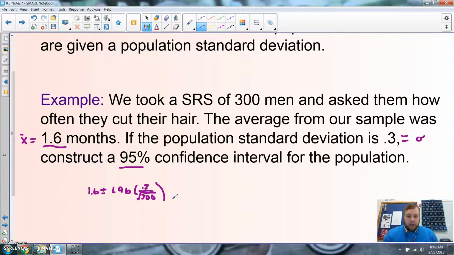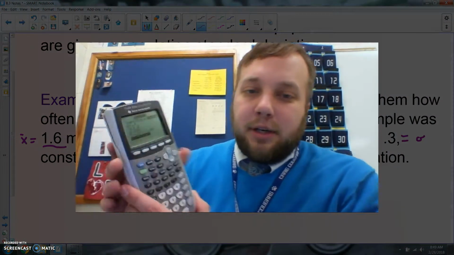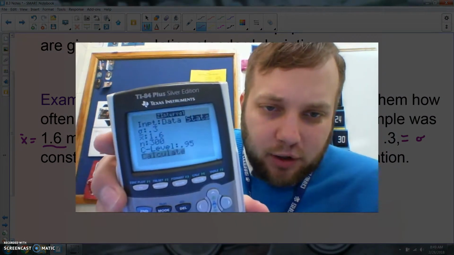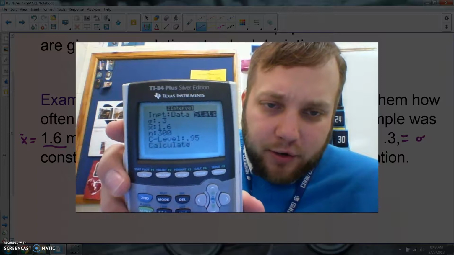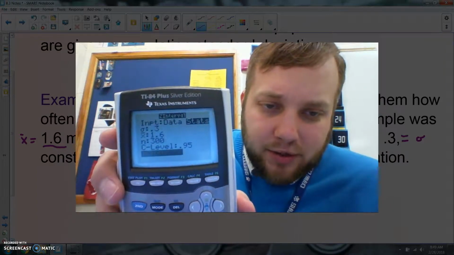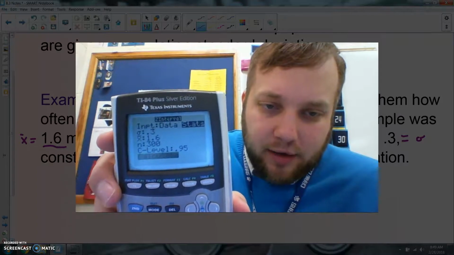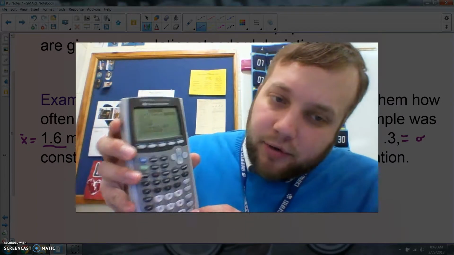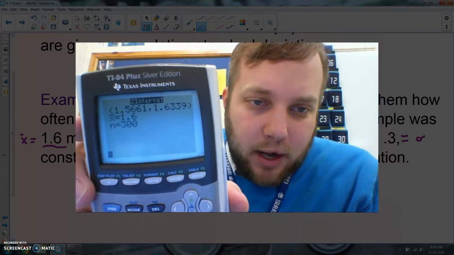And if I do that in my calculator, I'll get my interval. I'll be right back. All right, so I've just typed it in my calculator. That is what it should look like. This is under Z interval. It should be standard deviation 0.3, a mean of 1.6, sample size of 300, confidence level 95%. Press enter, and there is my interval.